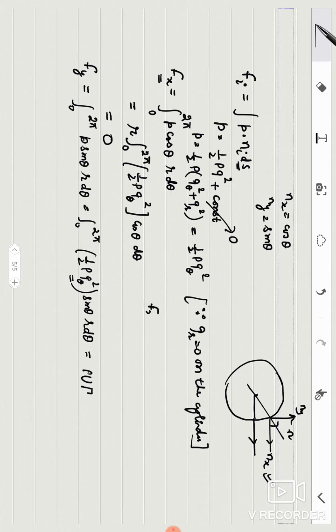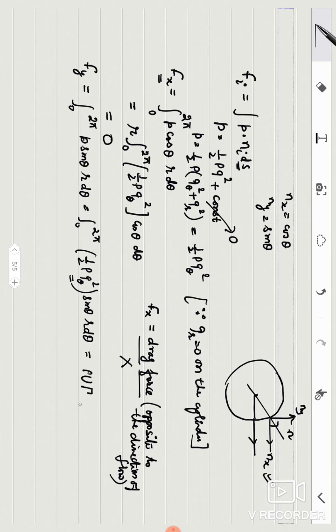What is the physical meaning of Fx? Fx is the drag force. It is opposite to the direction of flow. So it says that there is no drag force. And this is called the lift force. So in this case, lift force exists while the drag force is 0. So you may also calculate force in this way in any of the articles.